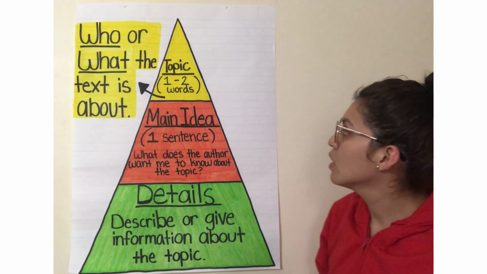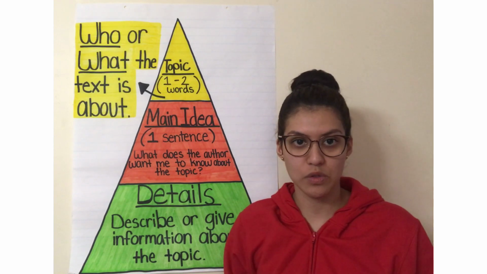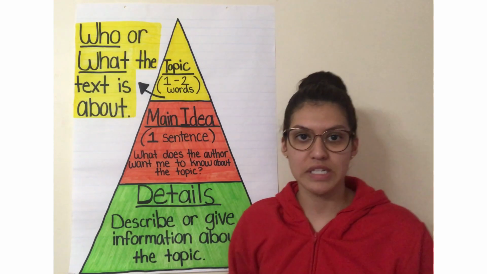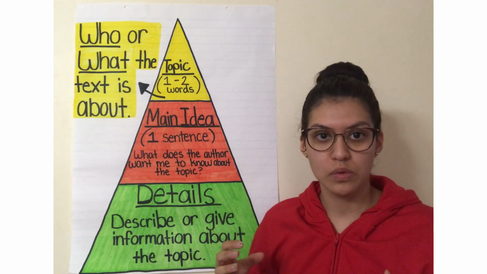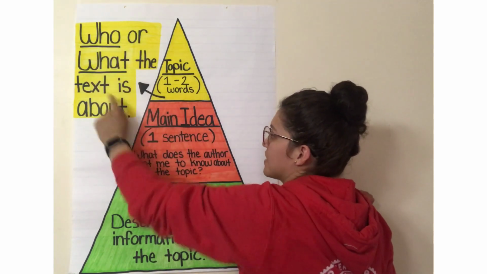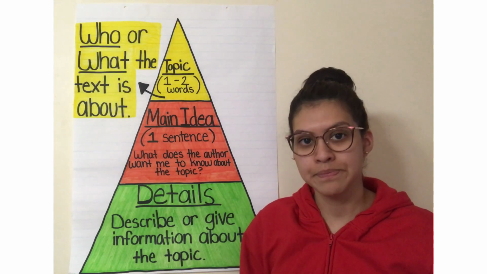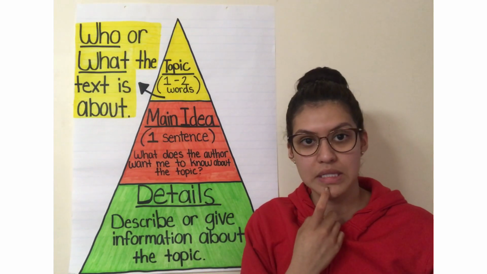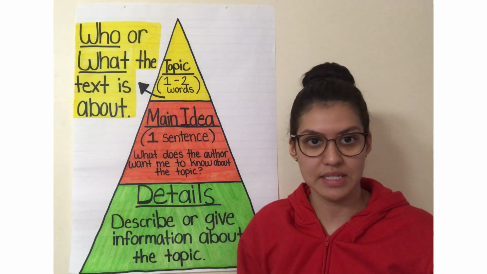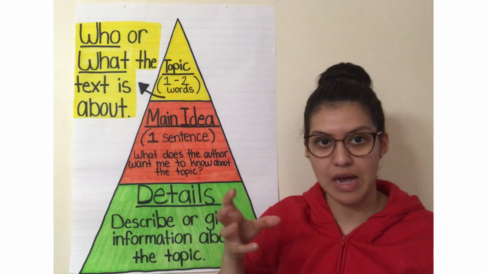So when thinking about the topic, we know it's 1 to 2 words, but how do we find those 1 to 2 words? How do we know exactly how to find that information? Well, the topic is really who or what the text is about. So as you're reading, you're going to think of, who is this text talking about, or what is this text talking about? And then you're going to pull 1 to 2 words, and that'll be your topic.